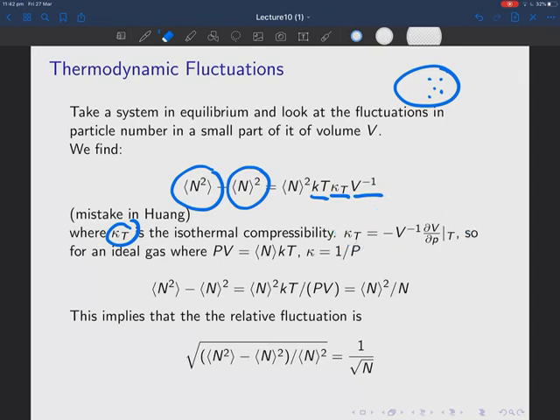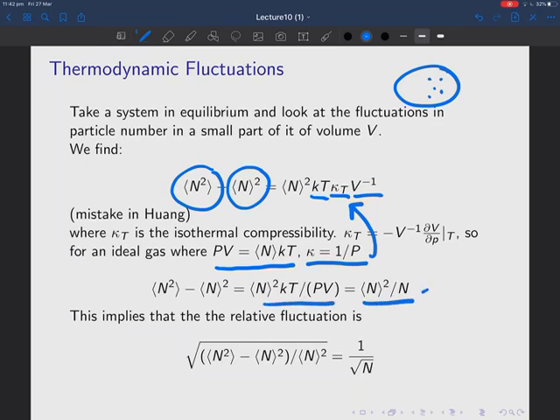So for an ideal gas, where we have PV equals NkT, we find kappa can be calculated quite easily. Isothermal compressibility is just one on the pressure. And if we plug that into our formula, we find the square of the fluctuation in the number of particles is equal to N squared kT divided by PV, which is just N squared on N, which is roughly, of course, N. So the square fluctuation is proportional to the number of particles you have on average. The relative fluctuation, taking the square root, is 1 on root N.